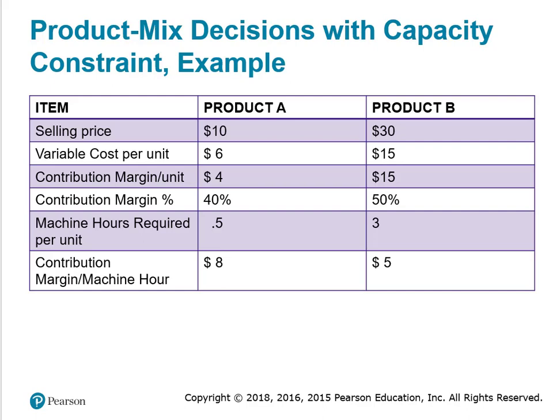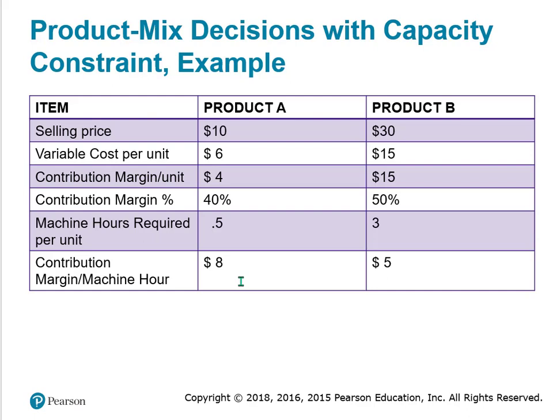And here's an example. We've got 2 products. Here's our selling price, variable cost. Contribution margin for product B is a lot higher. Contribution margin ratio, 40%, 50%. Product A requires a half an hour per unit. Product B requires 3 hours. So the contribution margin per machine hour, if that's a constrained resource, is $8 for product A and $5 for product B. So in this example, a manager must choose how much of product A and B to sell.